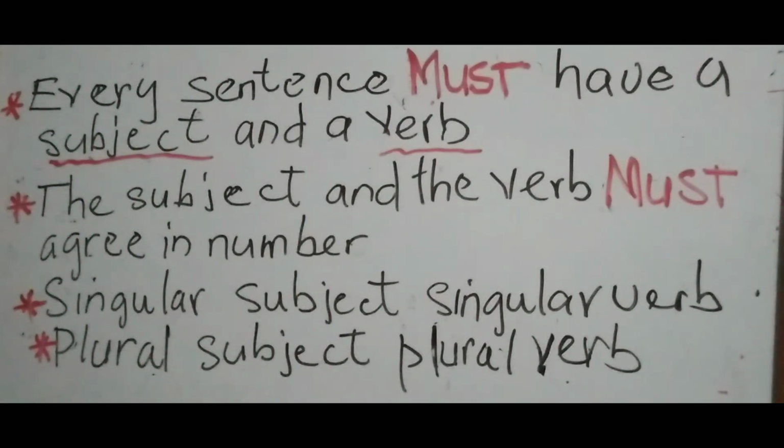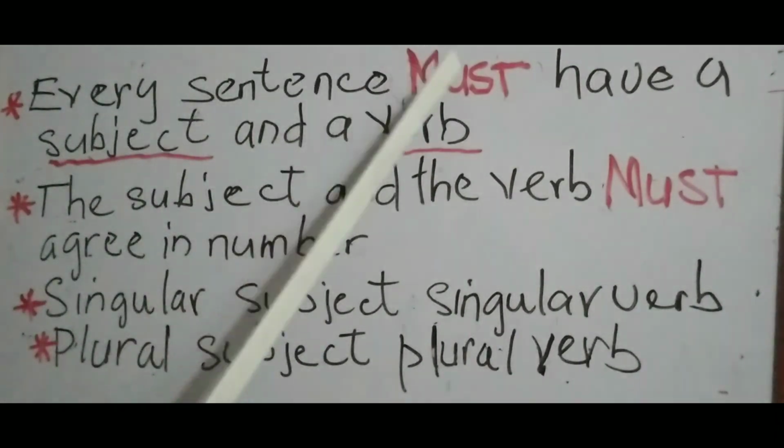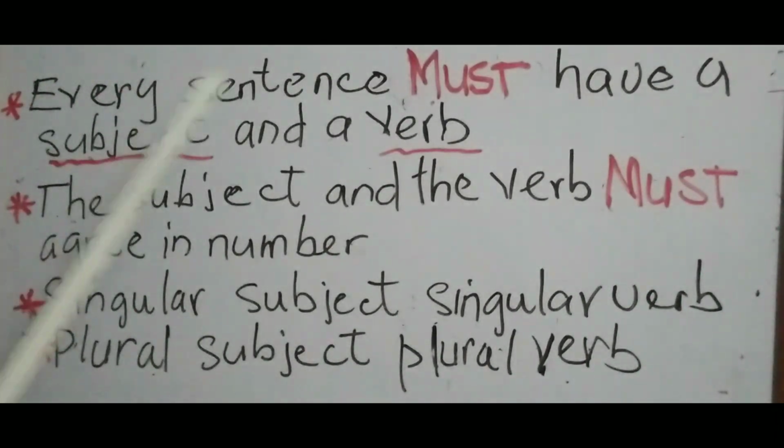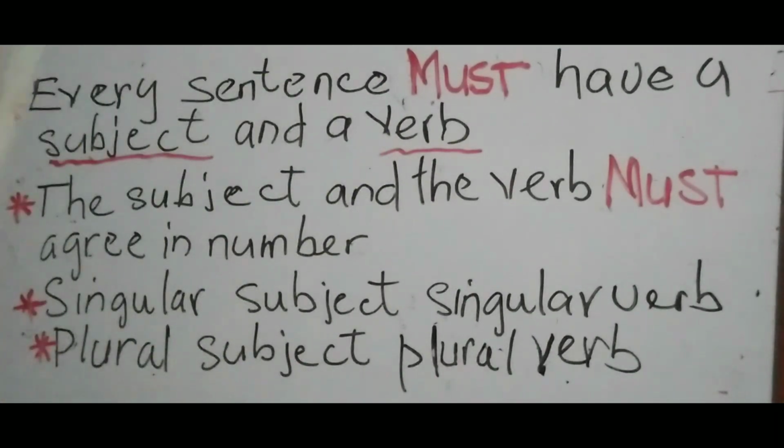Now let's look at what we have here. Every sentence must have a subject and a verb. The subject and the verb must agree in number, meaning a singular subject must be followed by a singular verb, and a plural subject must be followed by a plural verb. Now we're going to explain what a subject is and what a verb is.